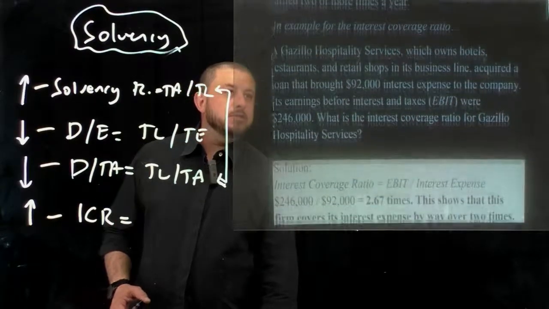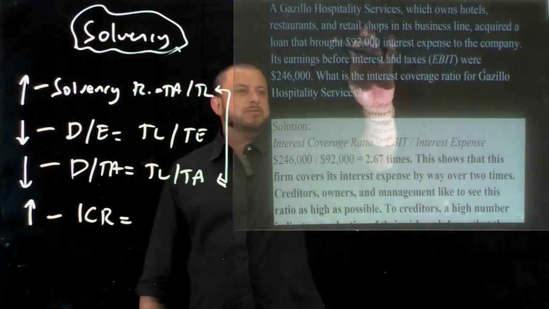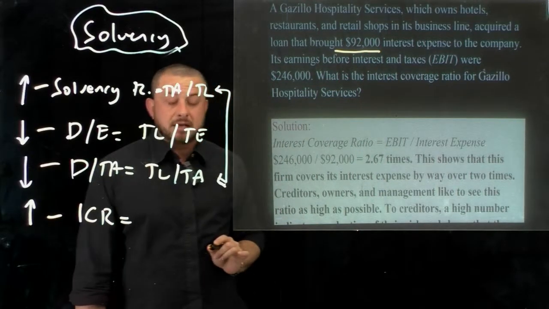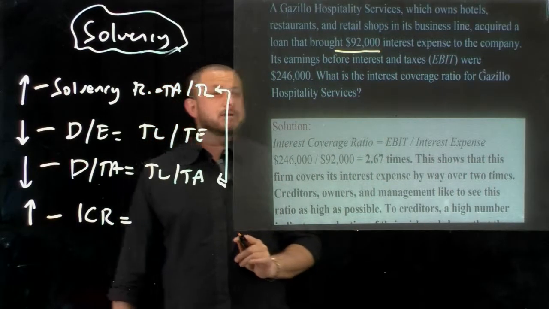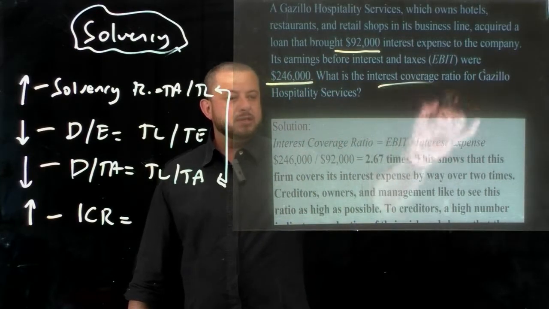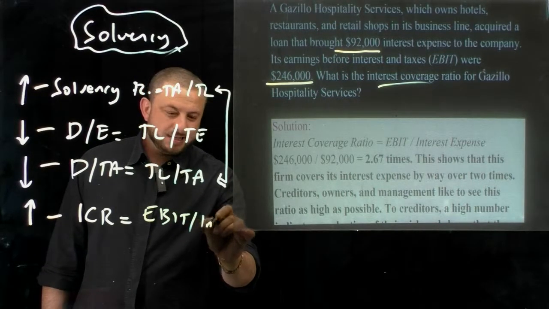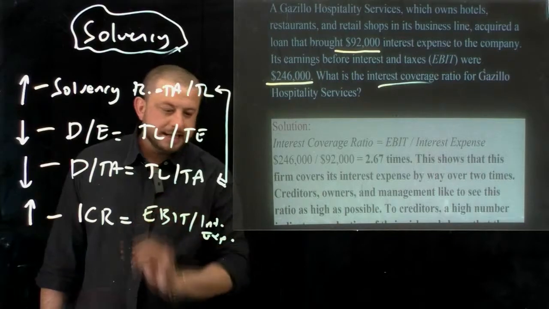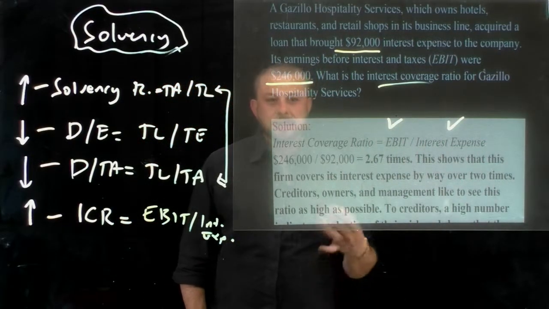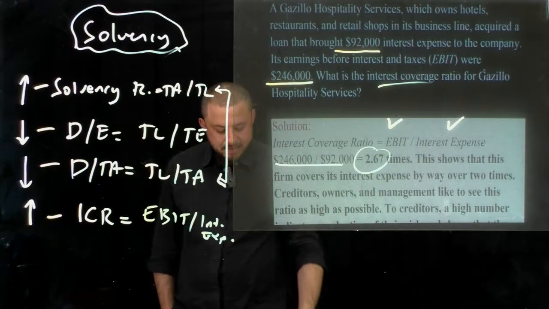Gazillo Hospitality Services right here is the example for this. It owns hotels, restaurants, retail shops, and acquired a loan with $92,000 interest expense, but their EBIT is $246,000. What is the interest coverage ratio? EBIT over interest expense is the equation for this. We have EBIT, we have interest expense given in the question. So when I do the division, 2.67 times. What does that mean to you guys?